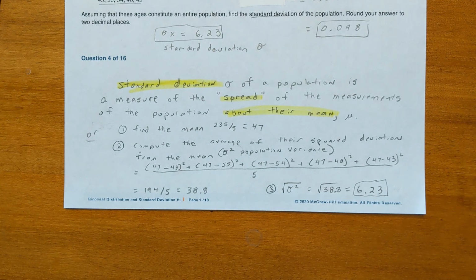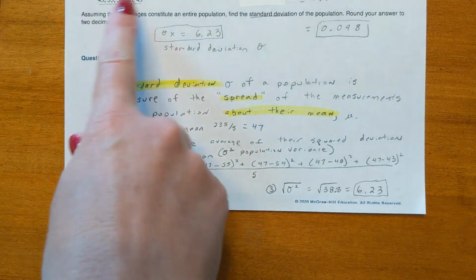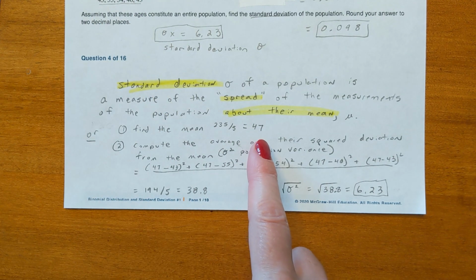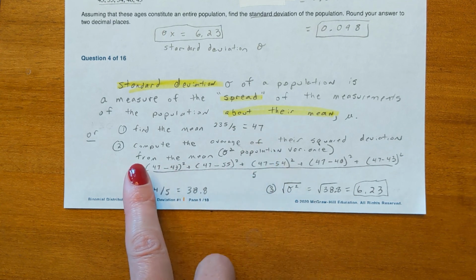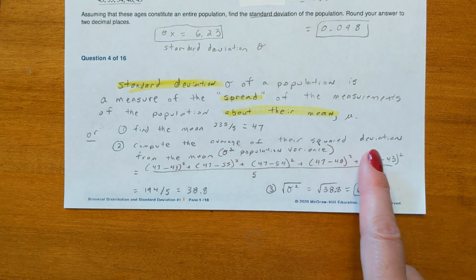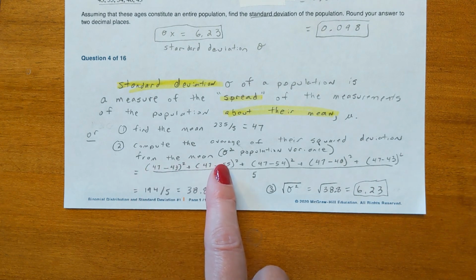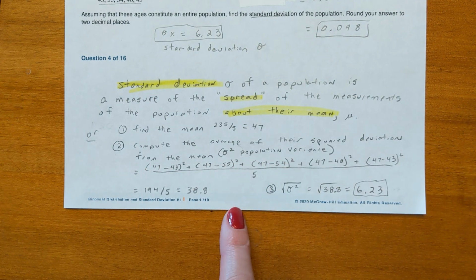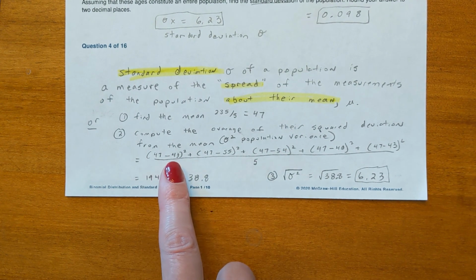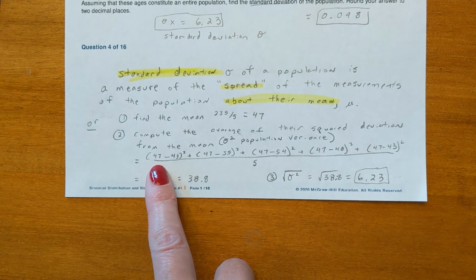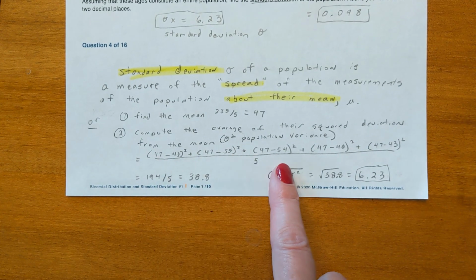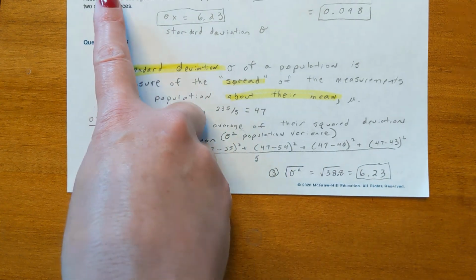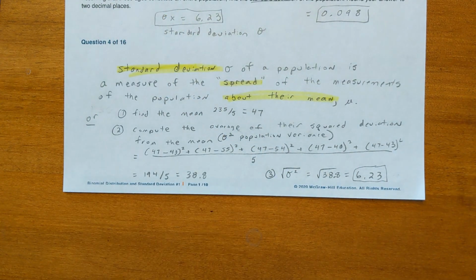So if we found mu, or the mean of those numbers, add them all up, divide by 5, it's 47. That's step 1, defining standard deviation. Step 2 is you compute the average of their squared deviation from the mean. So our mean was 47. You have to take 47 minus each and every one of those 5 numbers that were there.